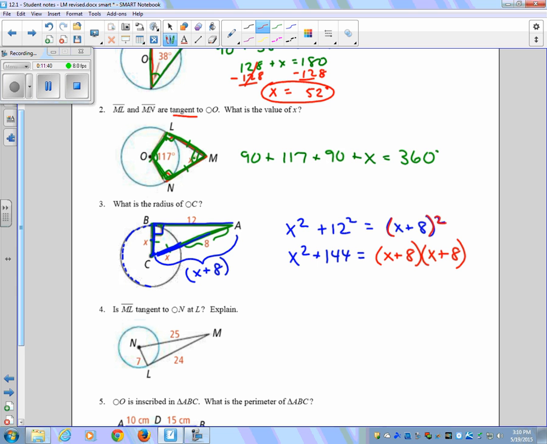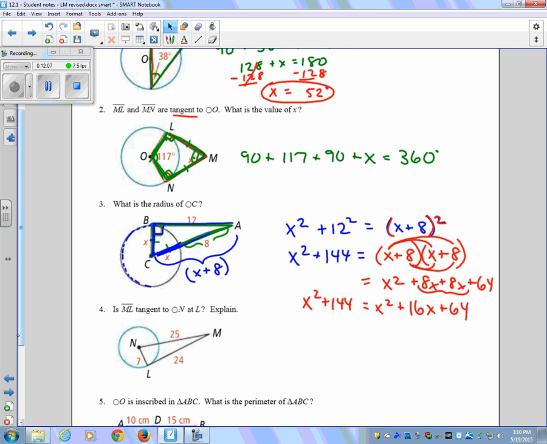You have to distribute, multiply everything out. X times x is x squared. X times 8 is 8x. 8 times x is 8x again. 8 times 8 is 64. So we end up with x squared plus 144 equals x squared plus 16x plus 64.